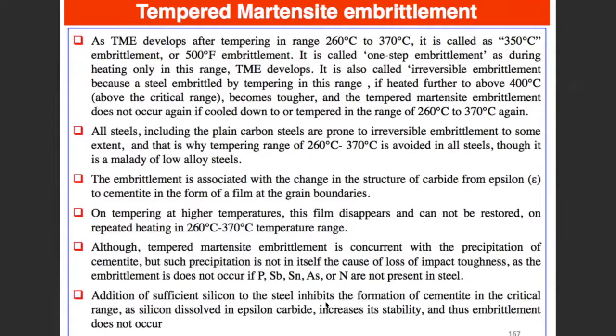But this one, once you go to higher temperature and come back, the problem is fixed, right? The problem's fixed, yeah, because then you've nucleated cementite other places.